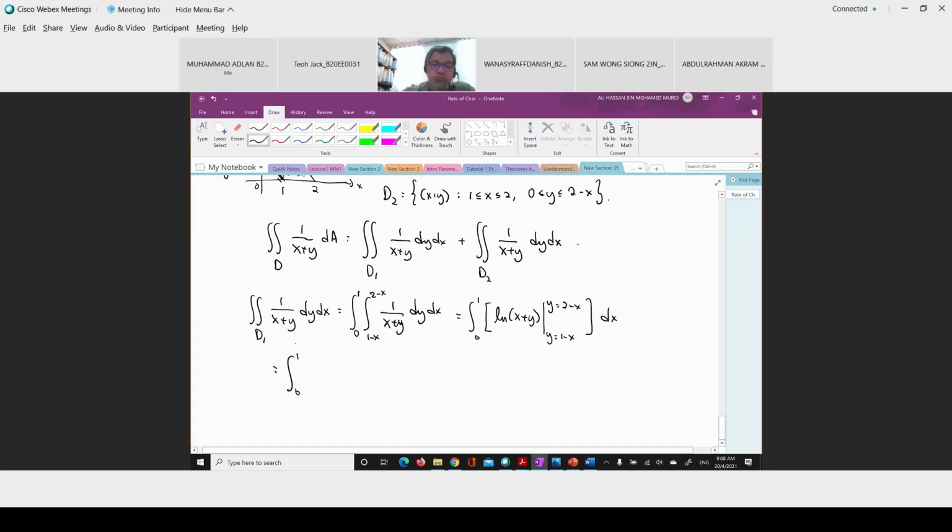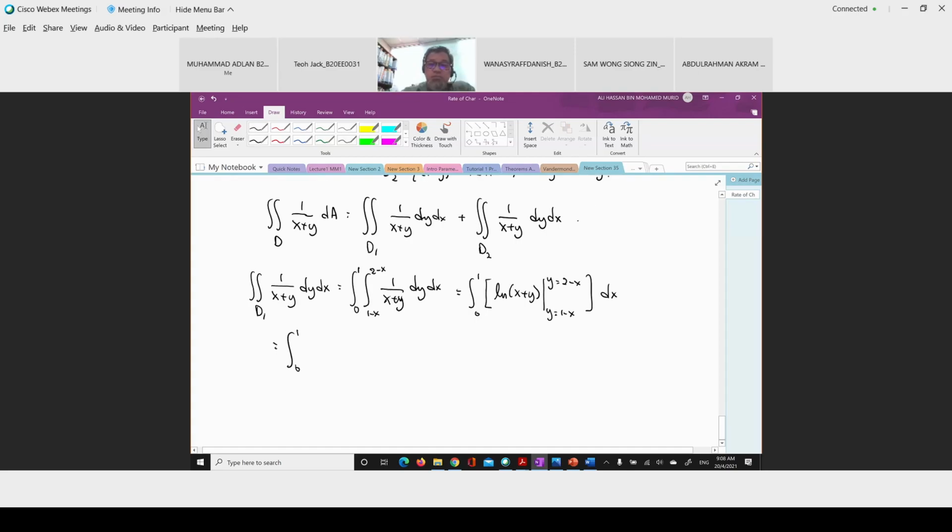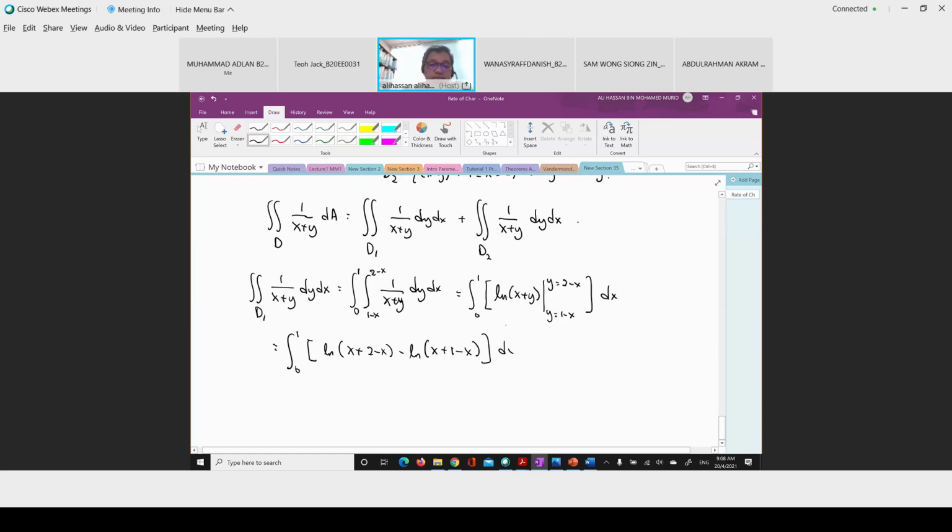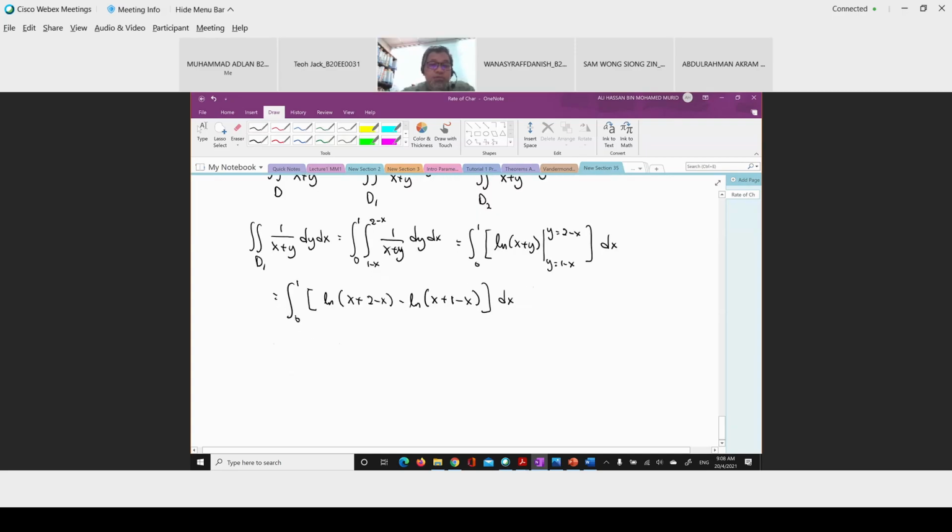So first we substitute y equal to 2 minus x. Then we substitute y equal to 1 minus x. So we have ln 2 minus ln 1.